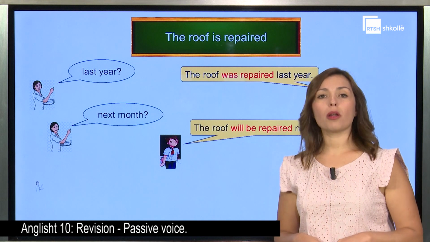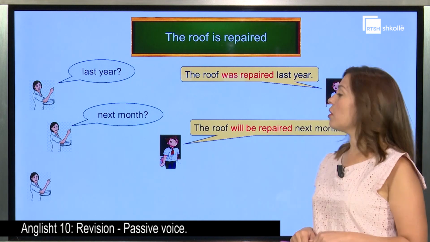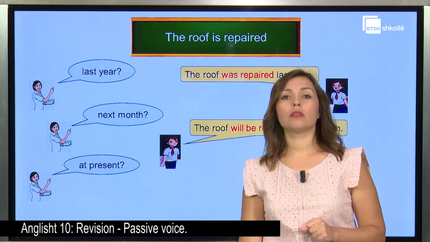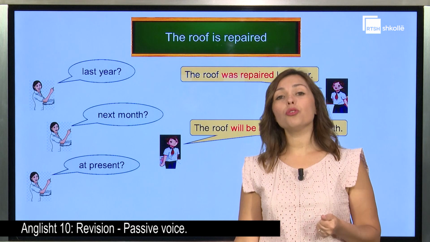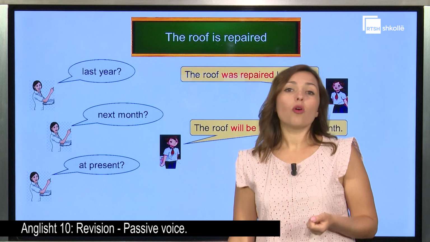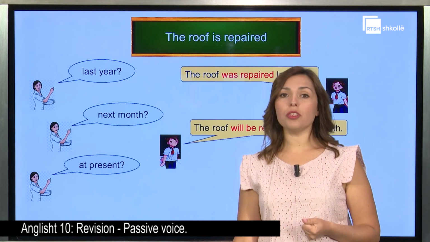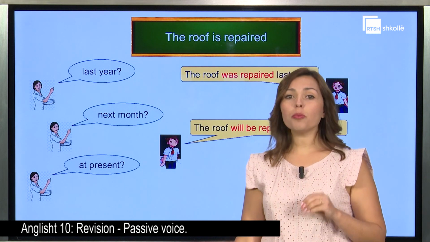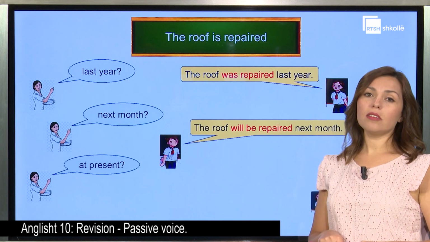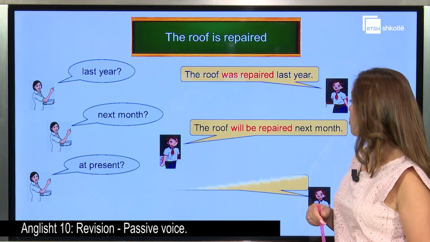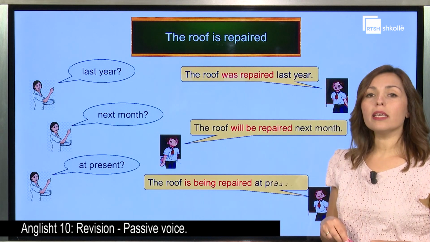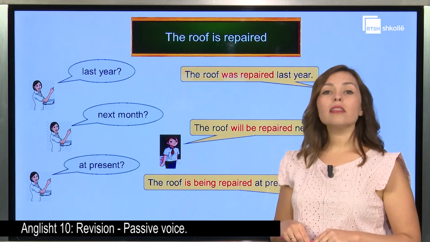It is next month. And one more prompt that the teacher gives. What about at present? What tense are we going to use if we have the time expression at present? Of course, we're going to use the present continuous. So it's happening now, at present. So the student again raises her hand and she's saying, the roof, at present, don't forget, is being repaired at present.